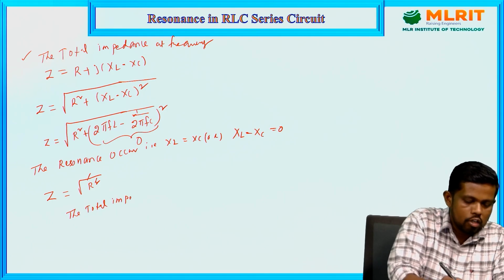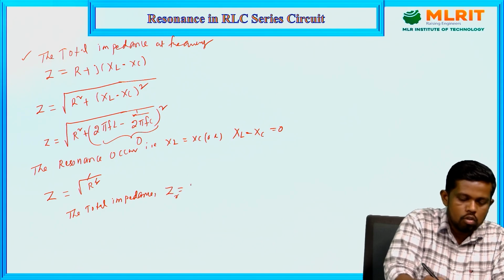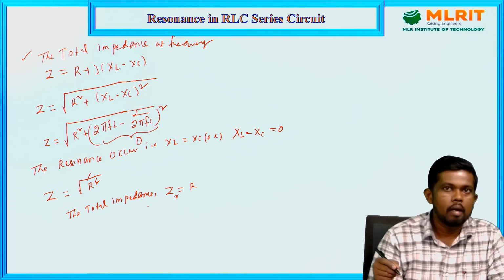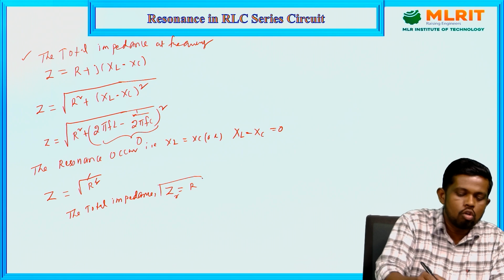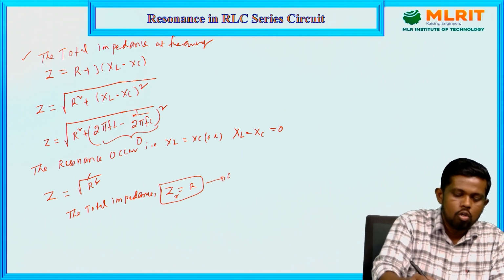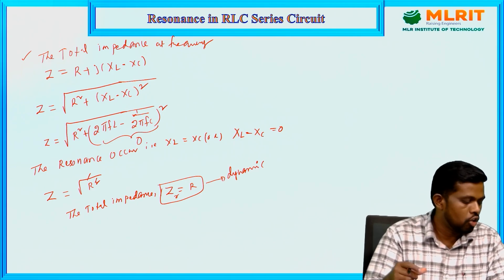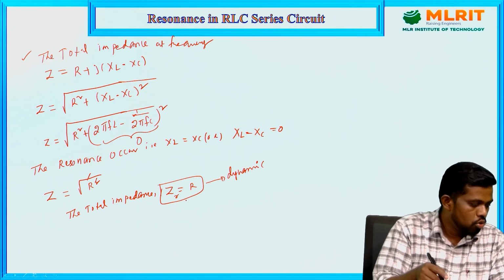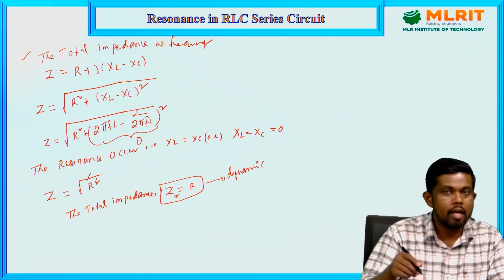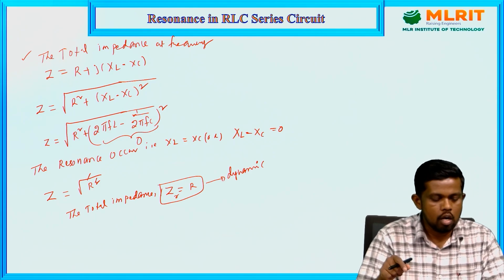Under the resonance condition, Z R equals R only. The impedance offered by the network under the resonance condition is called the dynamic impedance of the network, which we represent by ZR. The dynamic impedance of the network causes the maximum amount of current to flow.